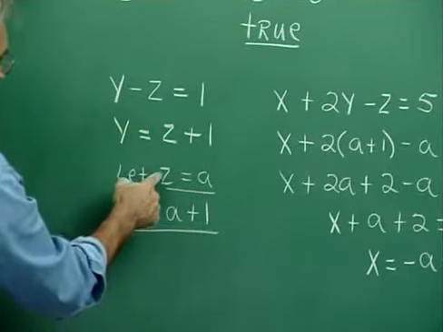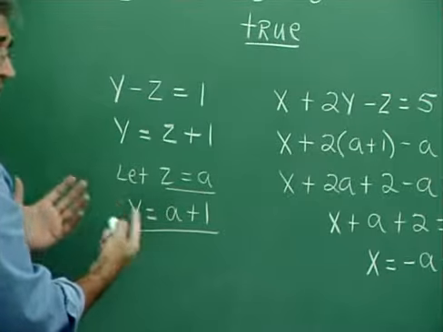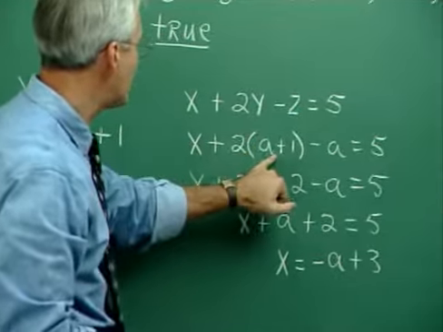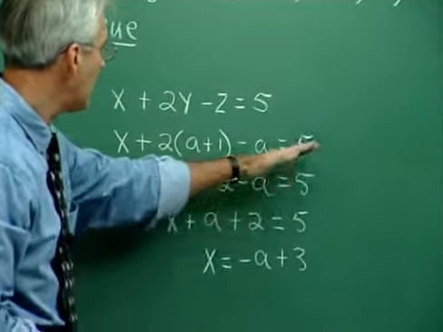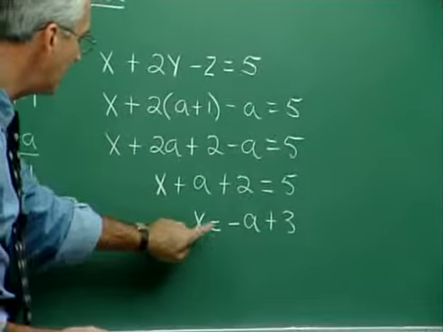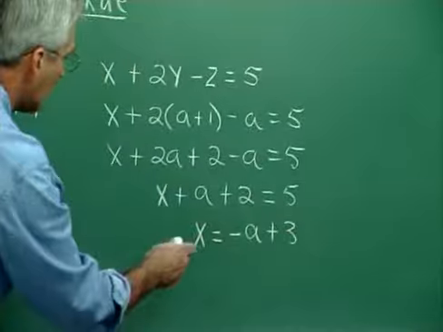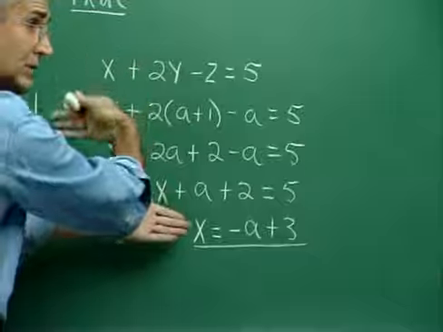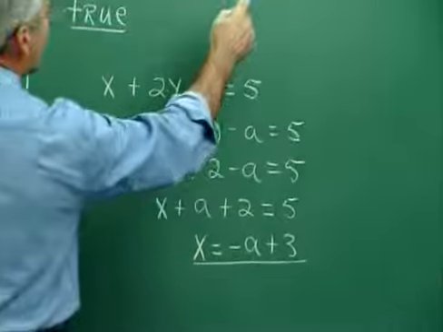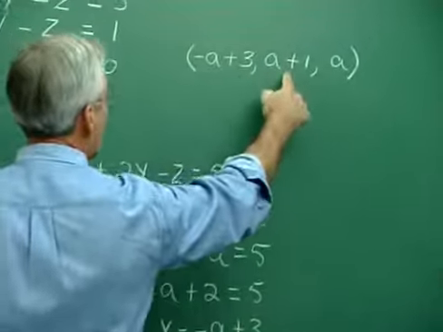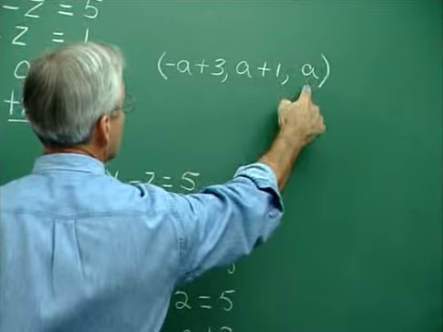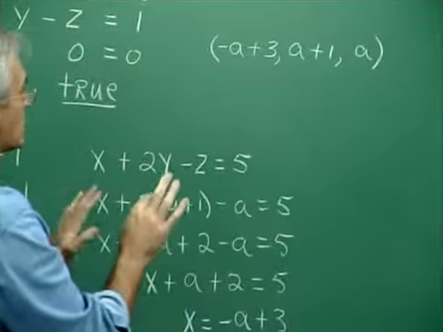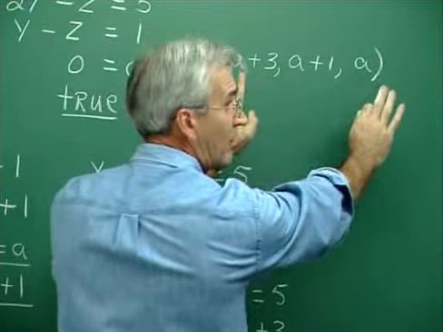And since we have a value for z and for y, we can find the value of x by using the top equation. Here's the top equation. y is a plus 1, z is a. We solve this, we find x to be minus a plus 3. So if x is this, then we have this ordered triplet, x, y, z. And a way to represent them, we have minus a plus 3 for the x, and y is a plus 1, and z is simply a. Now this allows us to generate values by letting a take on whatever value we select.